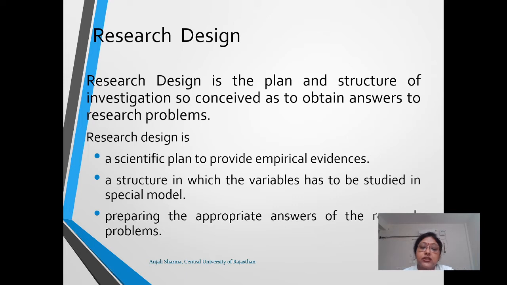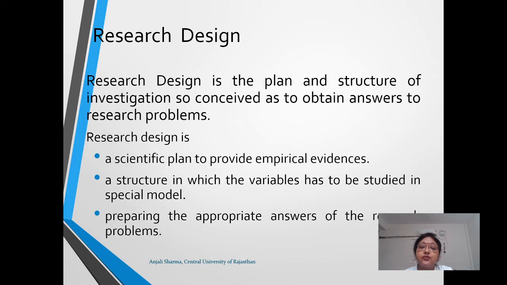problem. So what does it mean that we are going through the research design, adopting the research design? We are going to structure our investigation. Let us see again the definitions that have been given here: research design is a scientific plan to provide empirical evidence, a structure in which the variables have to be studied in a special model.